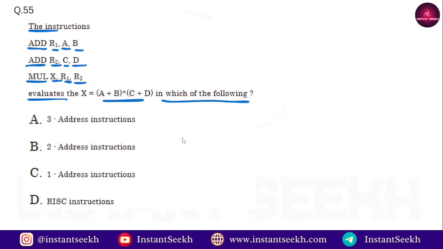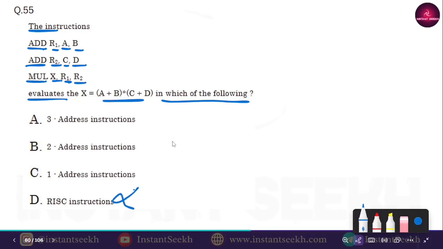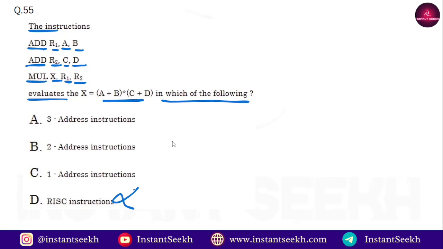See, RISC instructions are typically used in load store architecture, where operations are performed between registers and memory access is done through separate load and store instructions. So this option gets eliminated. Your RISC instructions are basically used for load and store architecture related operations. Next, the 1 address instruction. Here only one address is specified, usually involving an accumulator, like add a. So this also is incorrect with regards to the question.